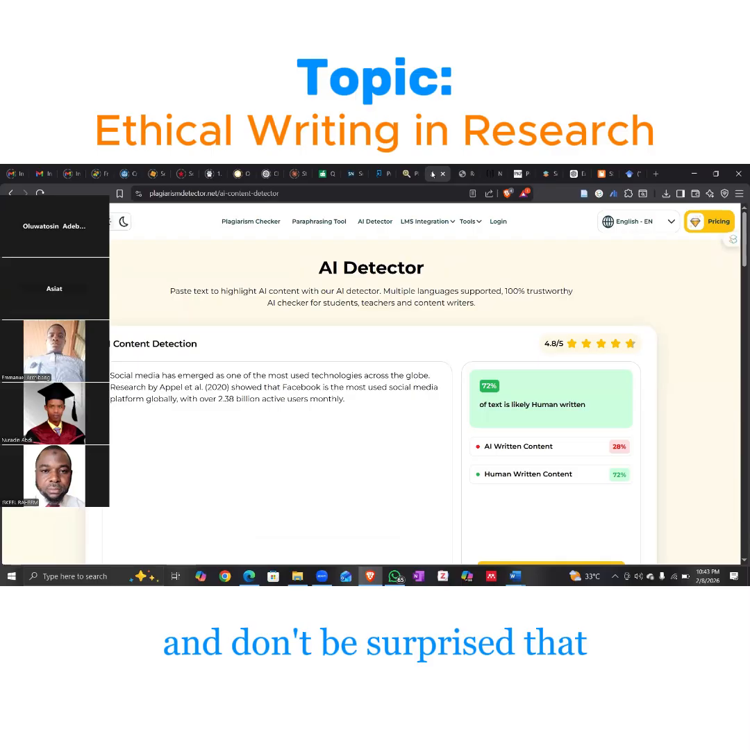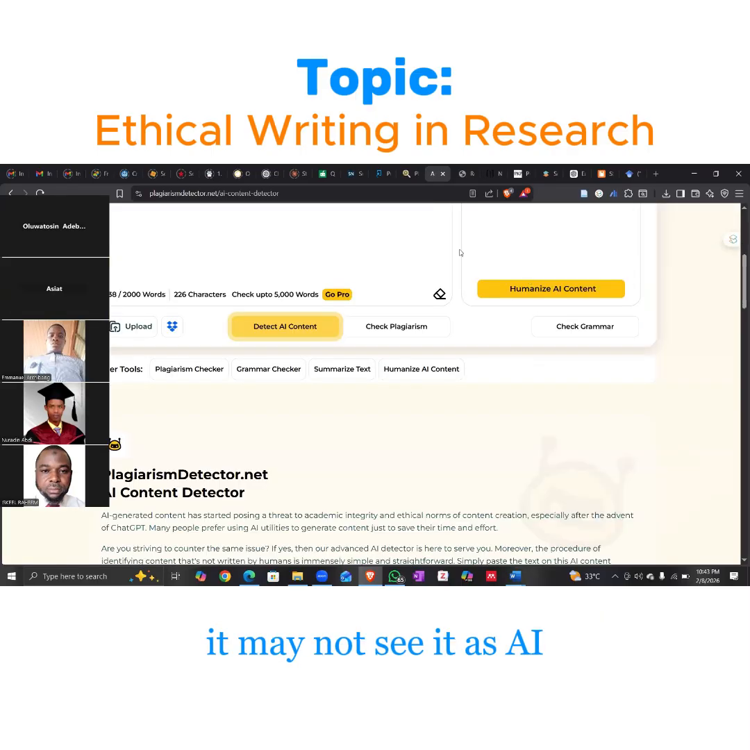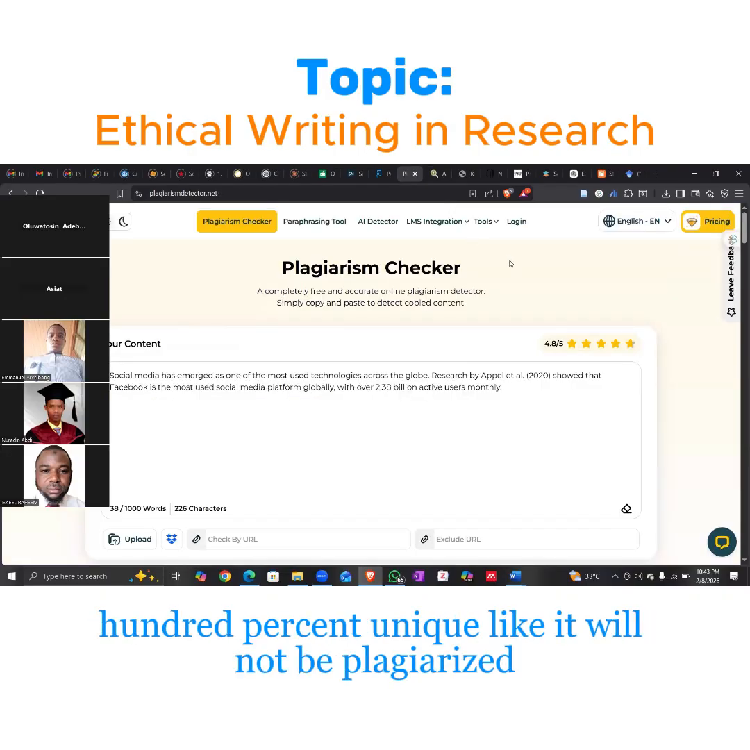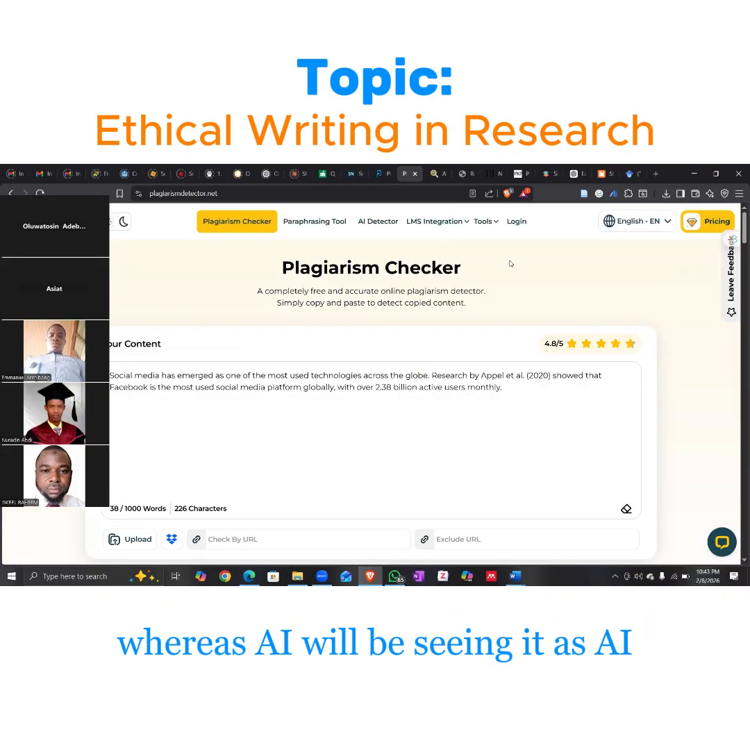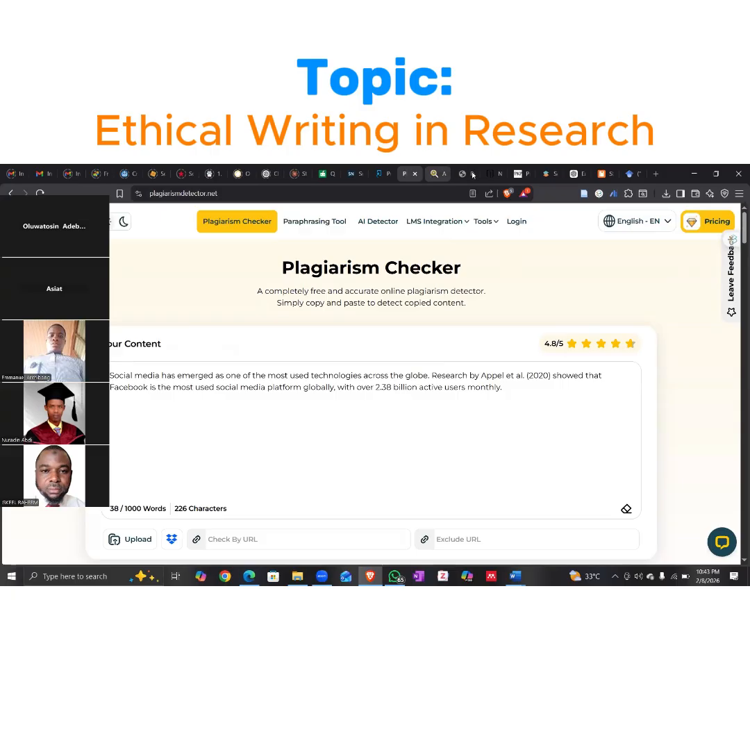And don't be surprised that if a text is written with AI and you try to check it with an AI detector, it may not see it as AI. And there's a tendency that your work will be 100% unique, like it will not be plagiarized, whereas AI will be seeing it as AI written content. Cases like that also happen.